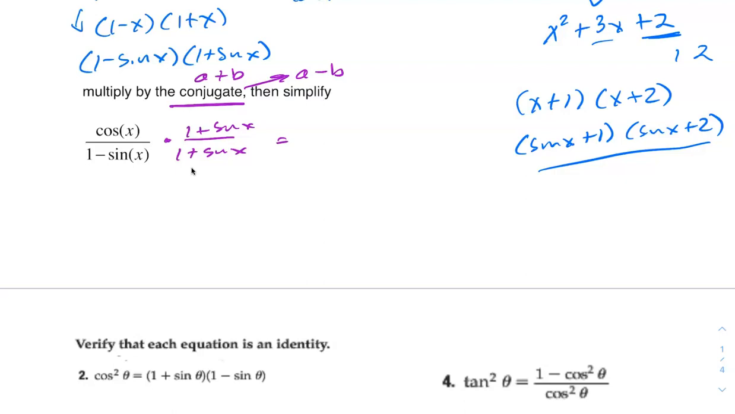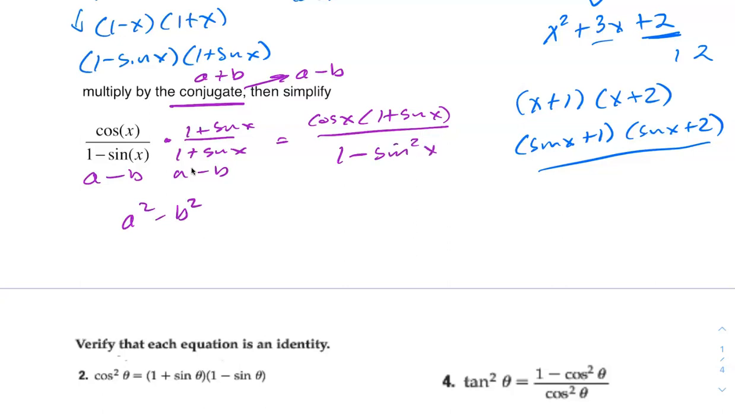And now you multiply it. Now the top, just leave it. It's cosine x times 1 plus sine x. I won't even simplify. I'm going to leave it like that. Bottom is the difference of two squares. That's why we do the conjugate. Right? It's like this. So I'm going to get a squared minus b squared. Or in this case, I'm going to get 1 minus sine squared.